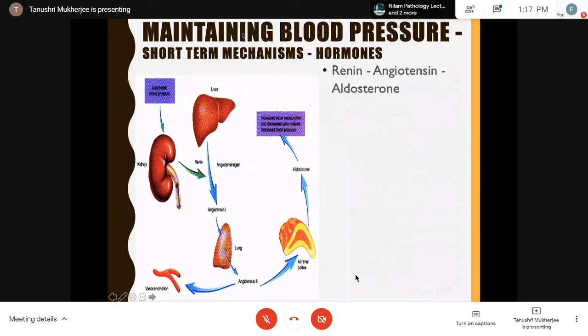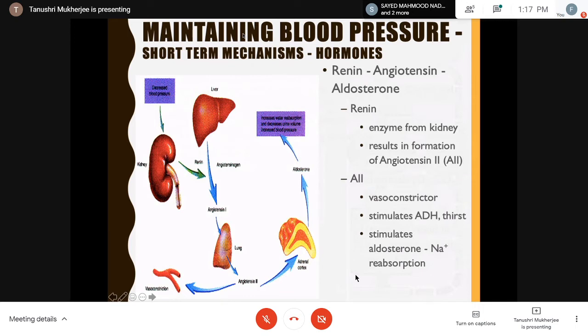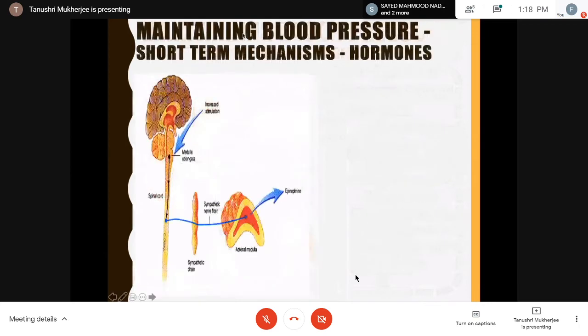Then the hormonal regulation. The various hormonal systems like renin, angiotensin, aldosterone. Renin is an enzyme from the kidney, which results in formation of angiotensin 2. Angiotensin 2 is a vasoconstrictor, stimulates antidiuretic hormone, stimulates aldosterone and sodium reabsorption, which in turn increases the blood pressure.